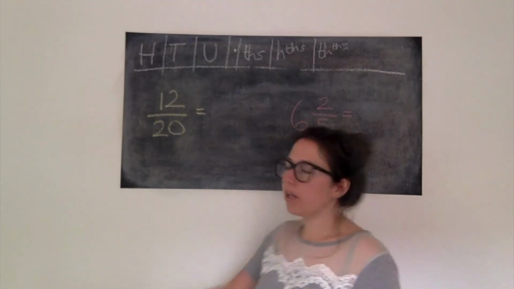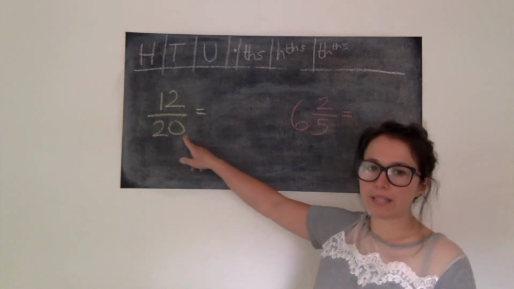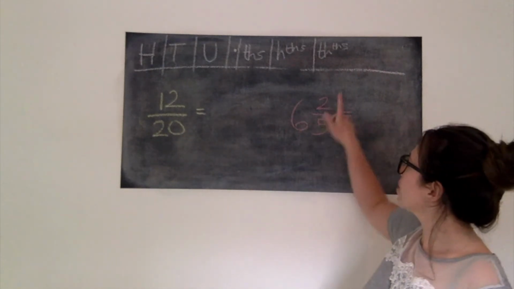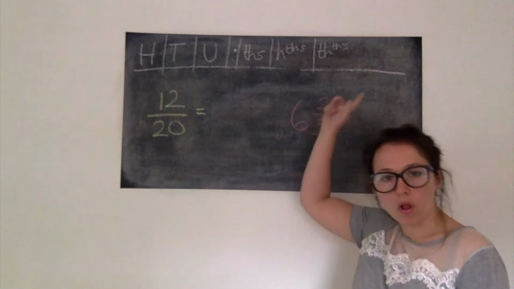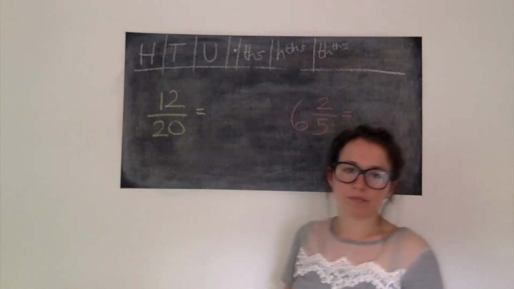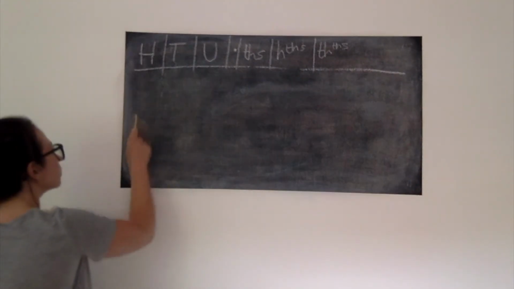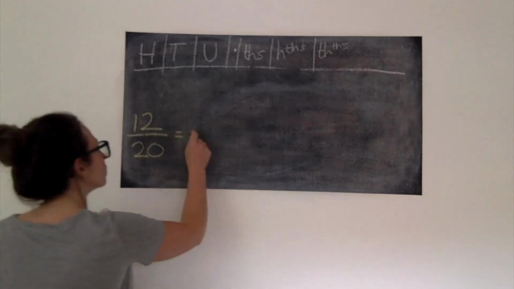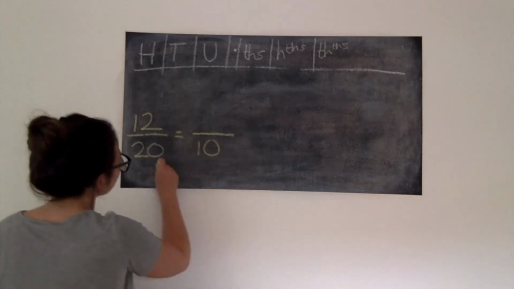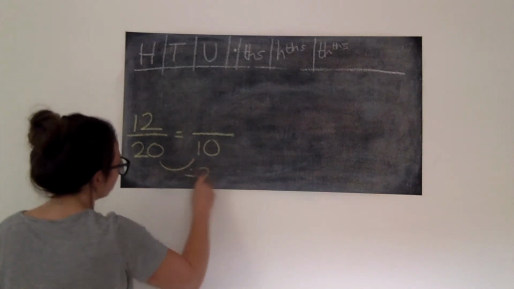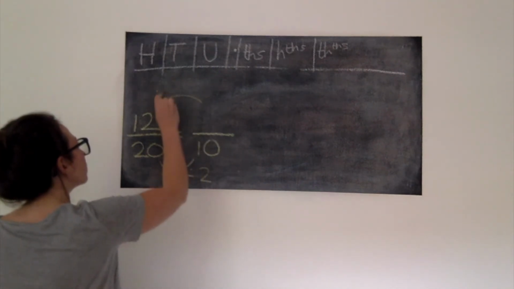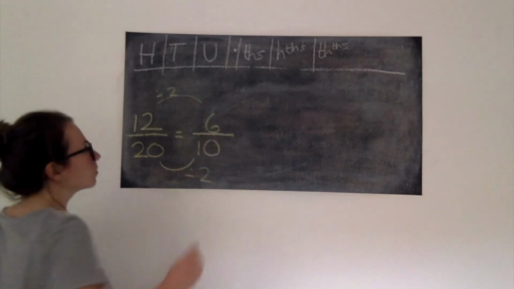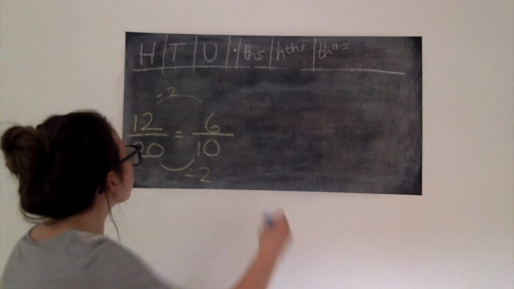Okay, your turn to have a go now. I want you to turn 12 twentieths into a decimal, and I want you to turn 6 wholes and 2 fifths into a decimal. Remember to use your place value grid. Okay, so to go through this, first of all we had 12 twentieths. We should be turning our denominator into tenths. We can recognise that we can divide the numerator and the denominator by 2, which gives us 6 tenths. So as a decimal, this is 0.6.